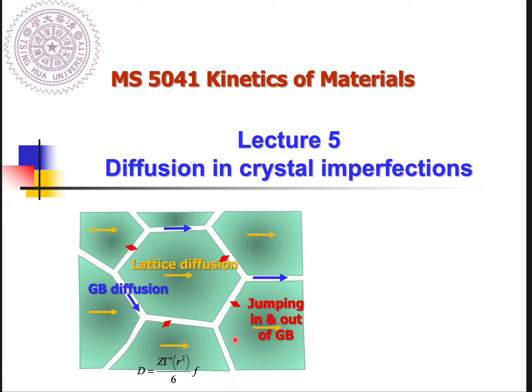This is what we are going to learn in these lectures: diffusion in crystal imperfections. Crystal imperfections include the one-dimensional defect, the dislocation, and two-dimensional defects, for example the grain boundary and the free surface. We are going to show you how fast atoms diffuse at these crystal imperfection sites.